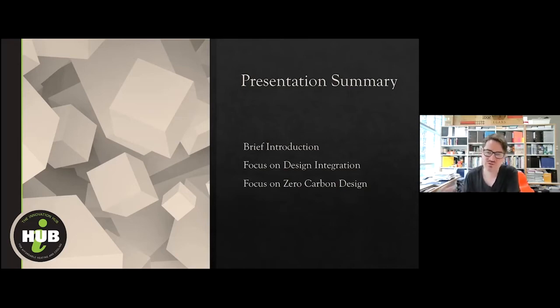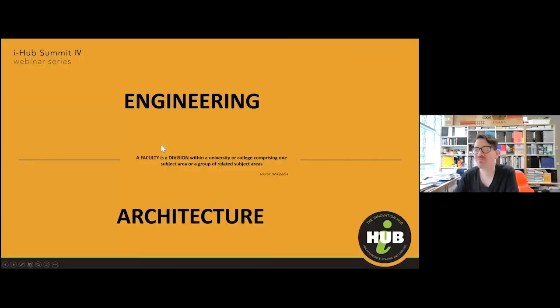So I won't delve too deep, but I think I have one or two slides on a bit of an intro here from my angle. And I will briefly focus on design integration, and then lastly talk about the zero carbon design approaches that we've seen, or at least the attempt to go zero carbon.